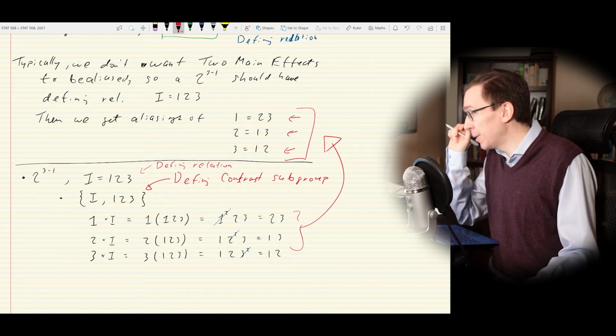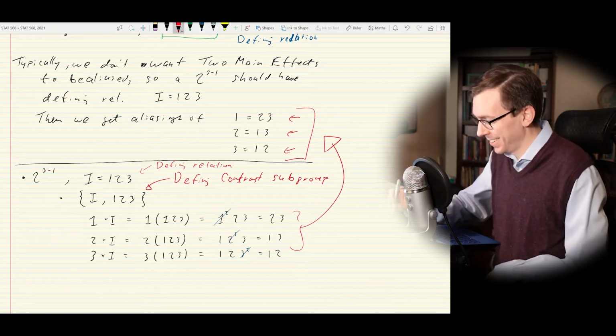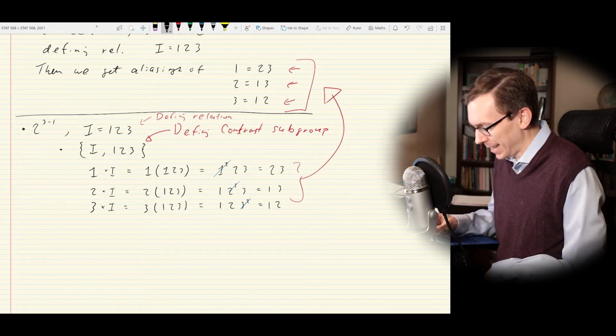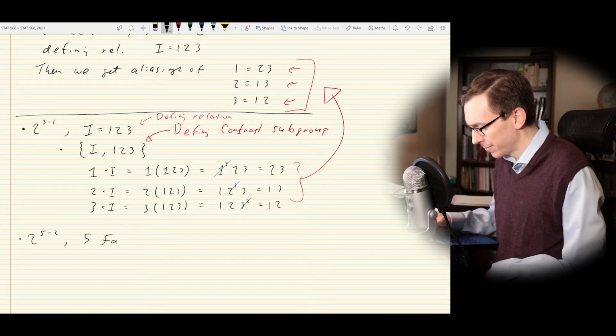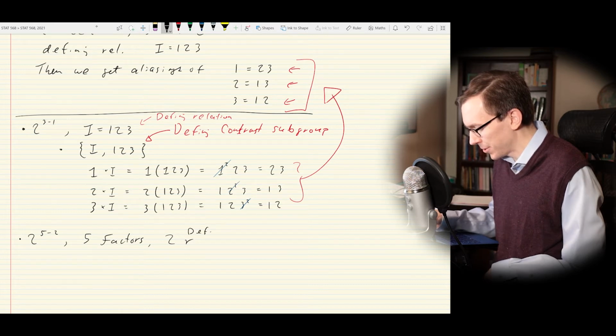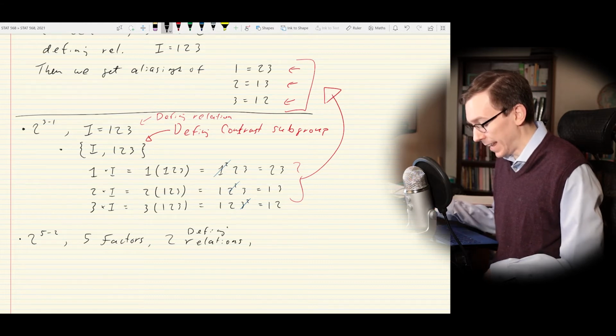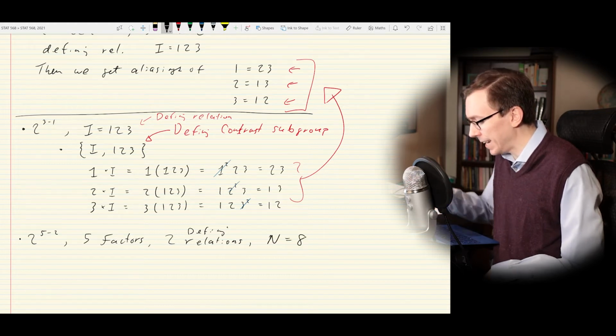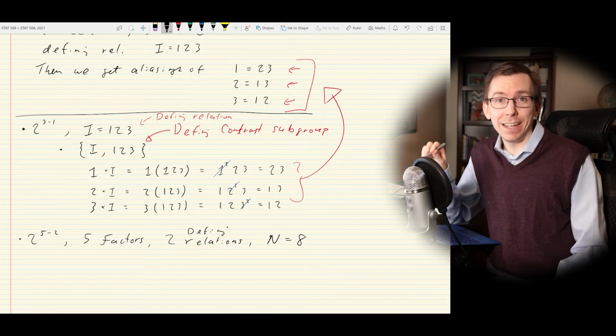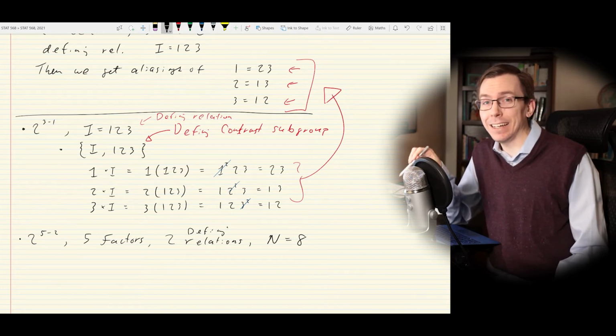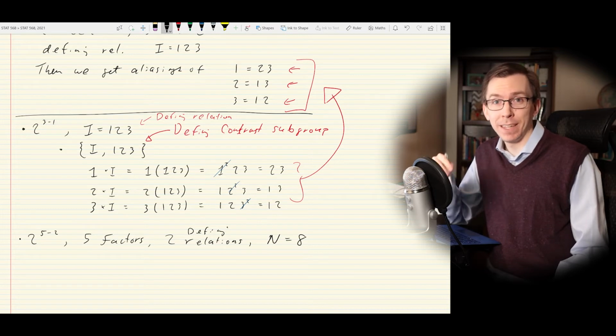Now, what we can do is make this more complicated, because of course it'll be more complicated if we consider a 2 to the 5 minus 2 design. So this is 5 factors, 2, I should say defining relations, I think, to be precise here. 2 defining relations and a sample size of 2 to the 3, which is 8. So the sample size is only 8. So that's kind of neat. That means I'm going to test 5 different binary leveled factors on only 8 observations rather than on 32. So that's a pretty good savings.